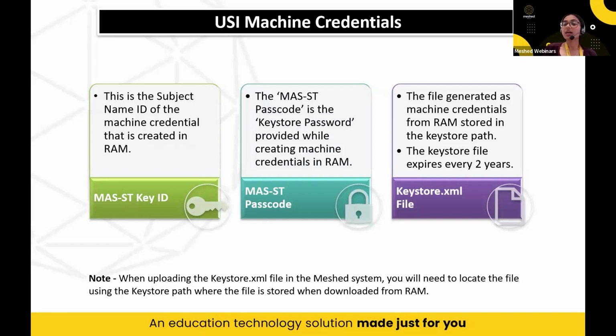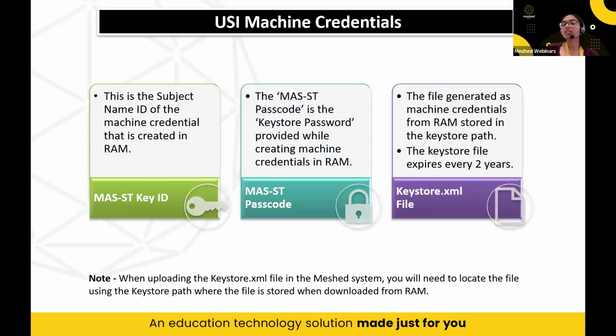The mass SD passcode is the key store password. So when you're creating the key store in RAM, you will be prompted to provide a new password. So make sure you store that password somewhere, because when you enter the details in the mesh system, you will eventually need to record the password as well, and it must match the RAM website, whatever you have created.